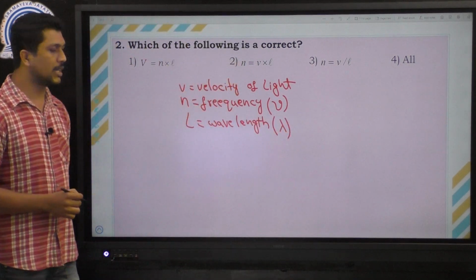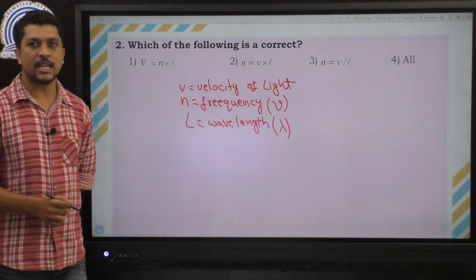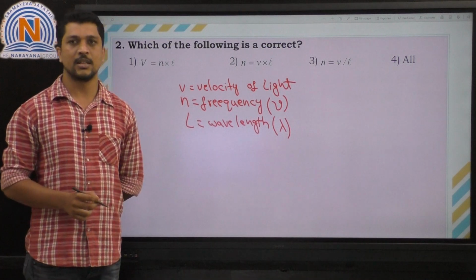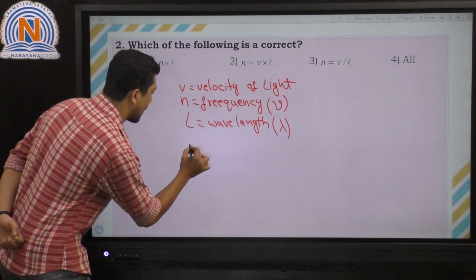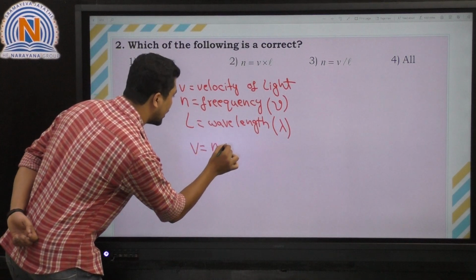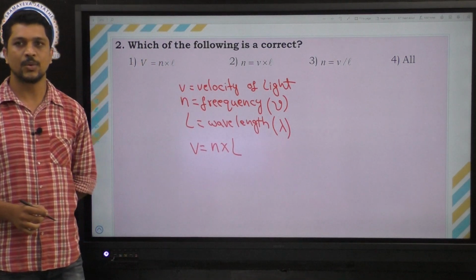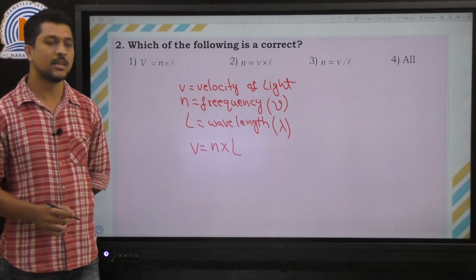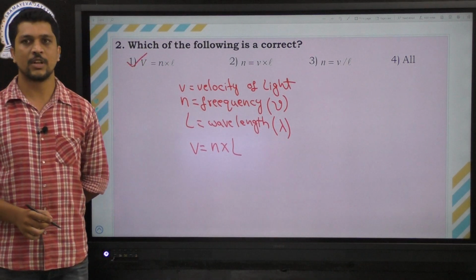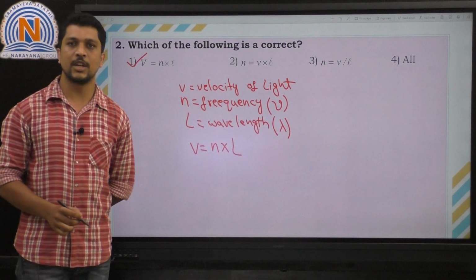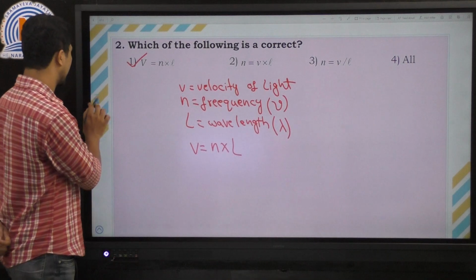So the relation between velocity of light, frequency and wavelength is v equal to n into L. So the correct option is the first option. Which one of the following is correct? v equal to n into L. Let's move on to the next question.